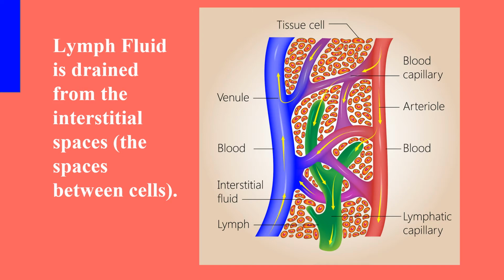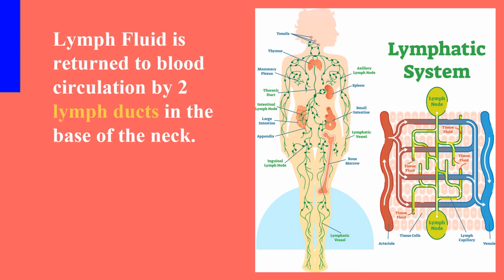This creates the interstitial fluid mentioned above, which is later drained into lymph vessels and returned to blood circulation at a point where two lymph ducts, the largest lymph vessels, drain into veins at the base of the neck. The diagram on the right depicts the lymph vessels, nodes, and organs of the lymphatic system.